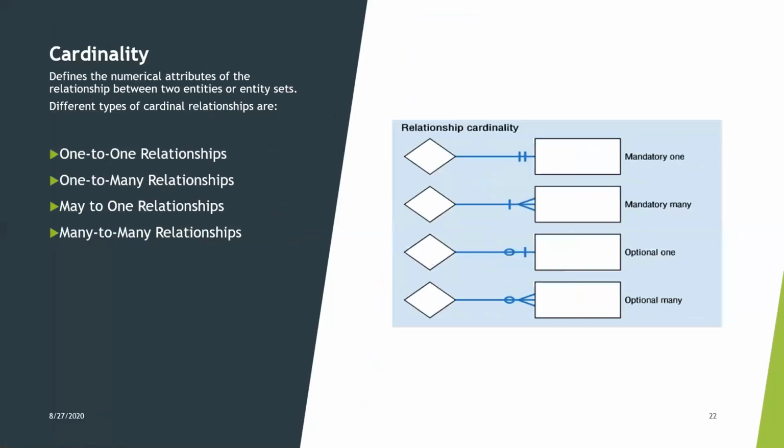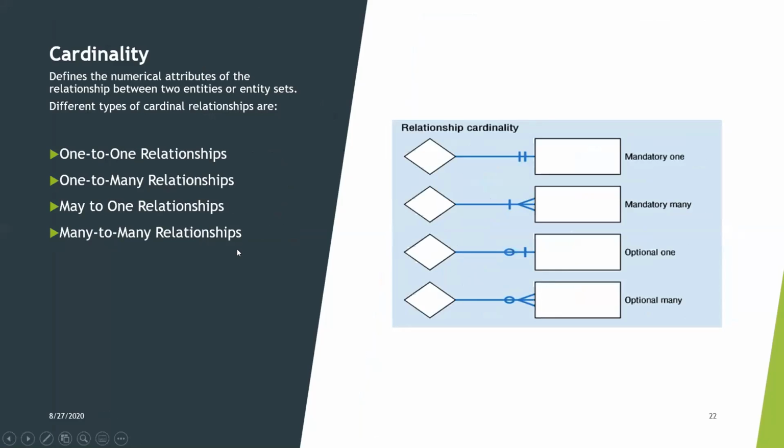Difference. And now again we are going to discuss cardinality. What is cardinality? It defines the numerical attributes of the relation between two entities. So whether it is a one-to-one relation or one-to-many relation, we have to define many-to-one or many-to-many. So this cardinality is of four types: one-to-one, one-to-many, many-to-one, and many-to-many.